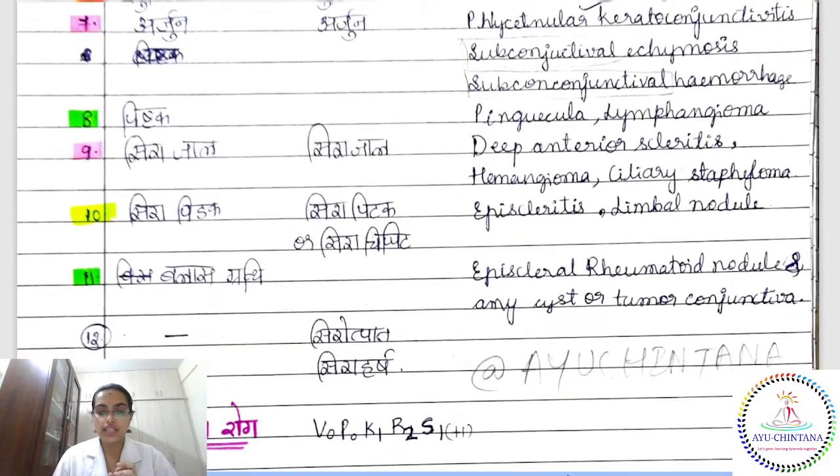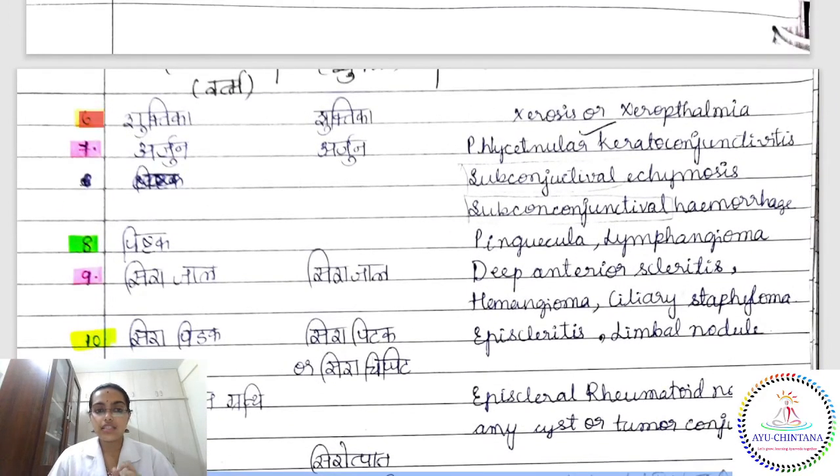Shuktika is marked in orange or red. So Shuktika is the only Pittaja Vyadhi. Okay. Next, coming to Kapaja. Kapaja, how many are there? Kapaja are 3. Okay.